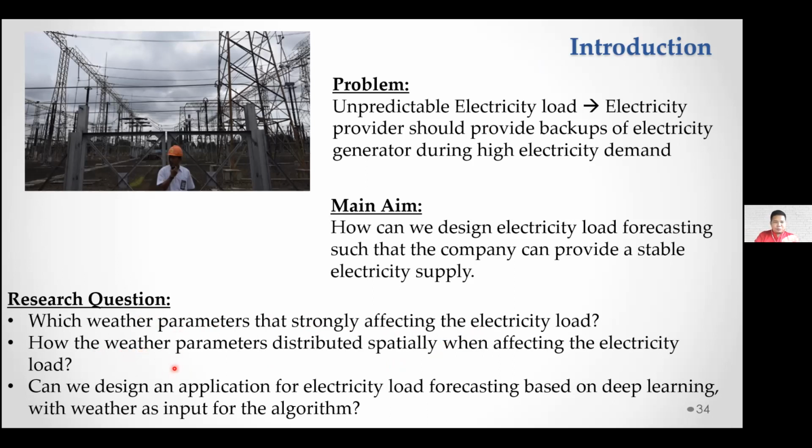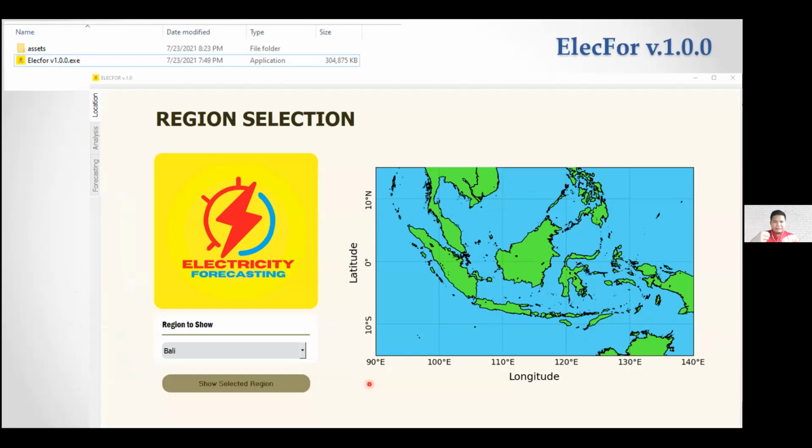So the first 2 points are more about data science, the exploratory data exploration. And then the third one is more about AI. After we do some exploration, can we design electricity load forecasting based on weather and of course based on customer behavior? And this is the second year. Last year we produced this software, we call it Elec4 electricity forecasting. This is specially designed for electricity companies in Indonesia. Okay, but this is still a prototype.